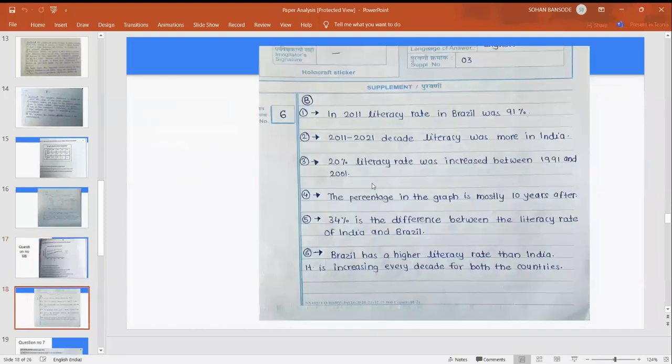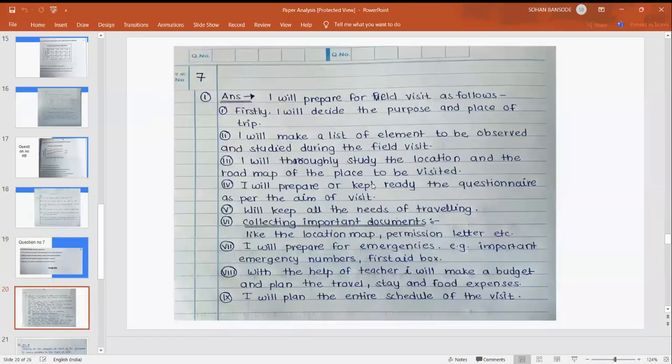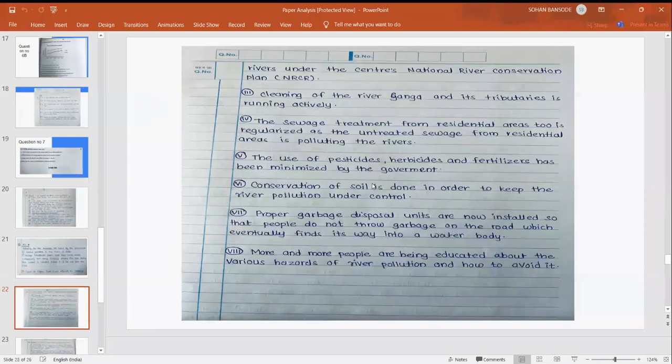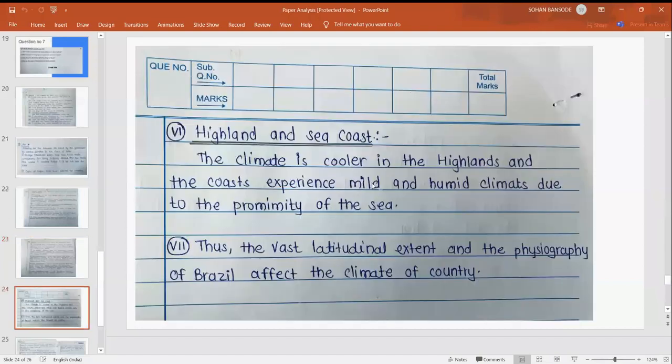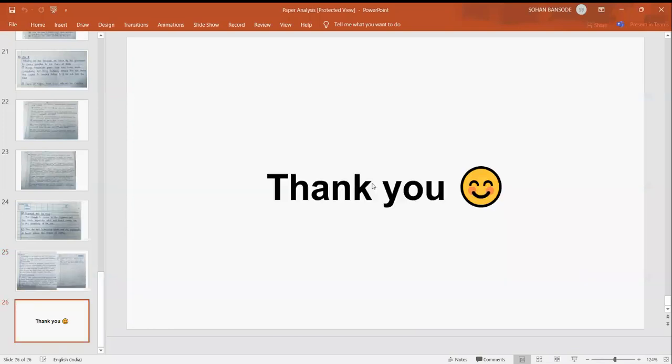Next, these are the answers. Then the last one is the answer in detail, question number 7. Here 4 questions are provided and you have to attempt 2. Question number 1. This is 2.1. Remaining part of question number 2, 3, and the 4th question. Okay, students, so this is all about the question paper analysis.